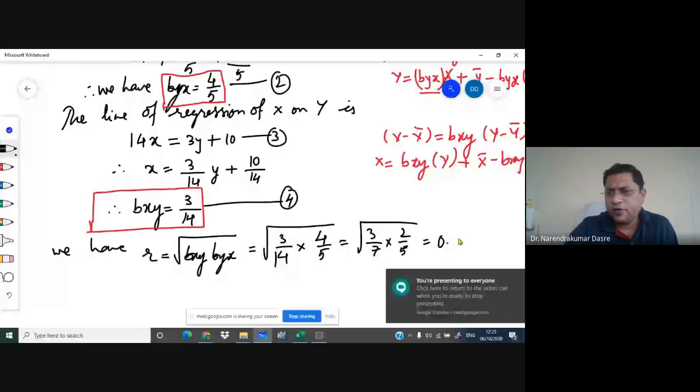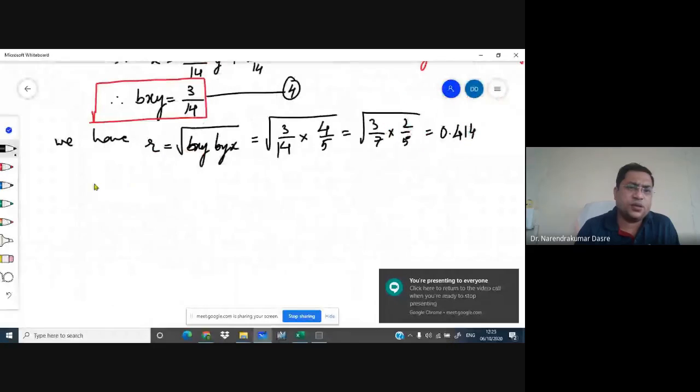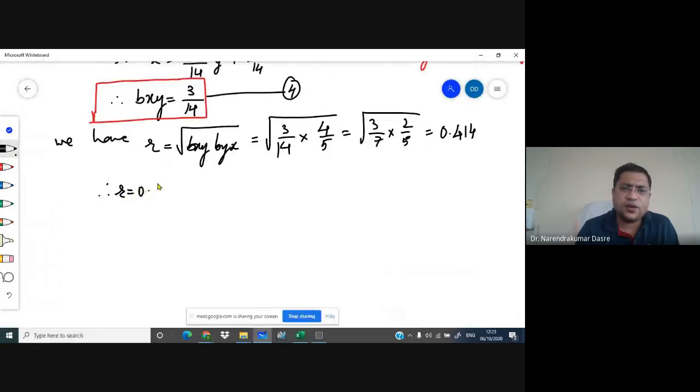So what is the value? Yeah, you got 414. That's okay, that's good. Great. So you got the value 414. So this is going to be 0.414. So what we got here is the value of r is equal to 0.414.